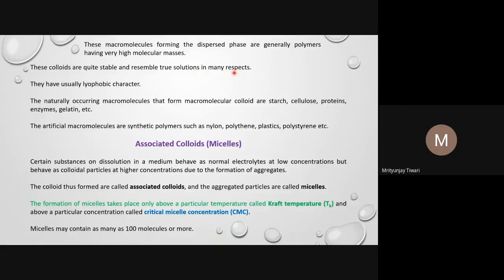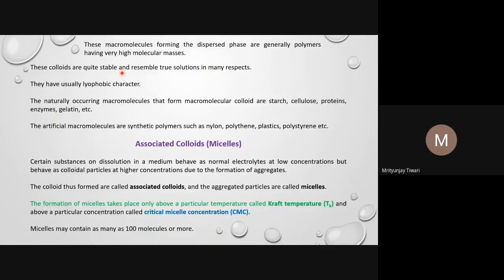These macromolecular colloids are quite stable and resemble true solutions in many respects. And why are they stable? Because one molecule is dispersed everywhere. In a true solution, the chemical particles we initially consider very small in size. They are tiny atoms, with dimension less than 1 nanometer, and they form a solution.